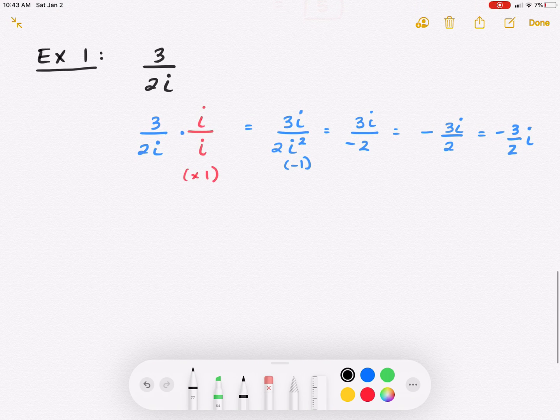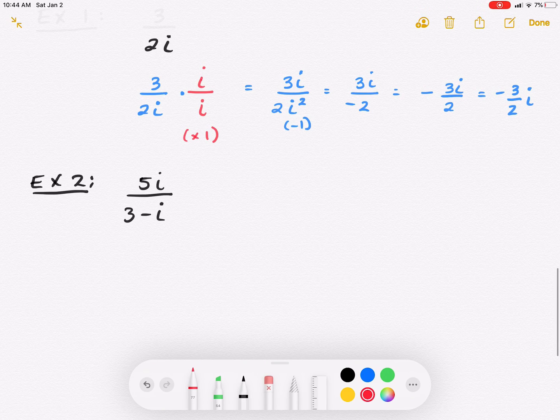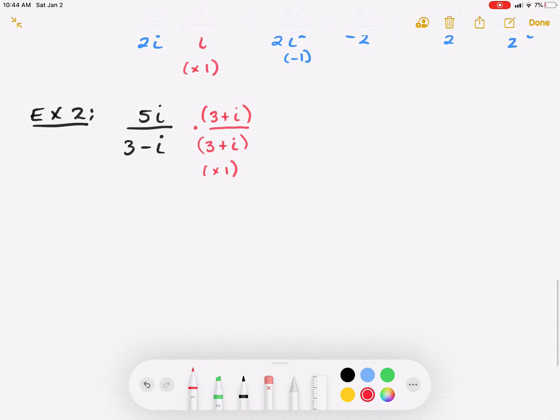So what if we have a denominator like this? Okay, suppose we have 5i divided by 3 minus i. Well, this time, multiplying just by a single i is not going to get rid of the imaginary part in the denominator. So we're going to use that concept of the conjugate, and we're going to double distribute that, okay? So again, multiplying by 3 plus i divided by 3 plus i is really like multiplying by 1. So let's go ahead and do some double distributing here and see what happens.